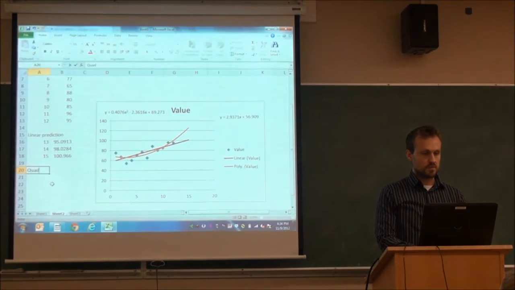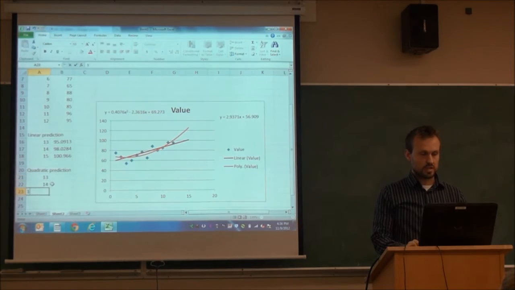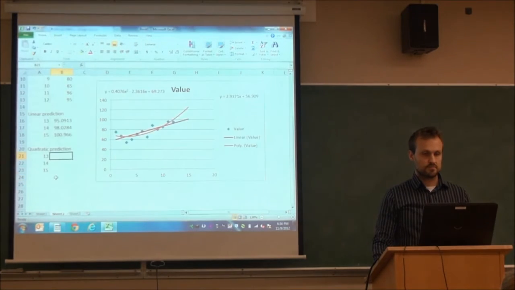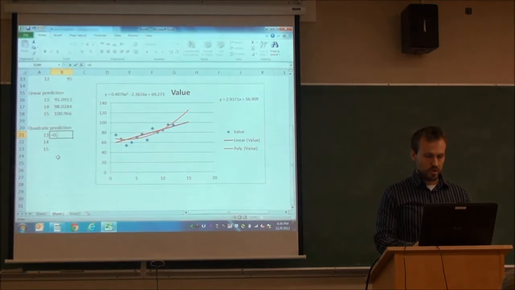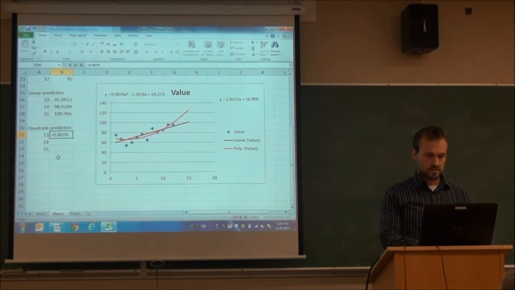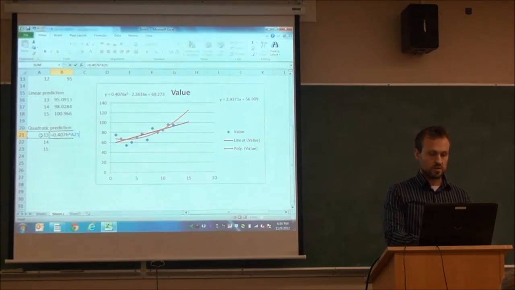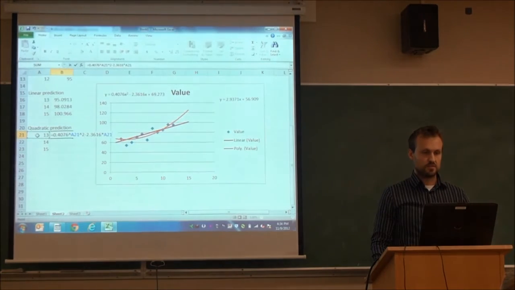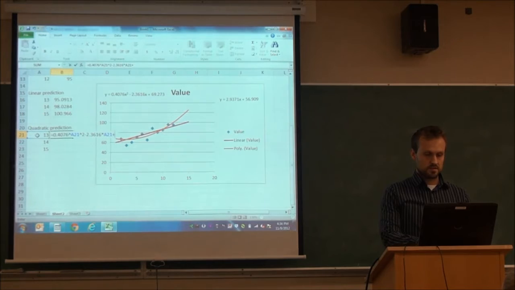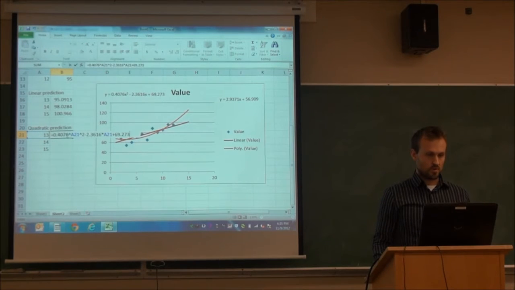So let's say here, quadratic prediction for month 13, 14, and 15. Let's input the, drag it down a little so I can see the equation. Let's input the formula, 0.4076 times the x value, which is the month value, squared minus 2.3616 times the month value plus 69.273. It's not time, it's you put it up. Oh, whoa, you're right. That has to be times. Is that better?